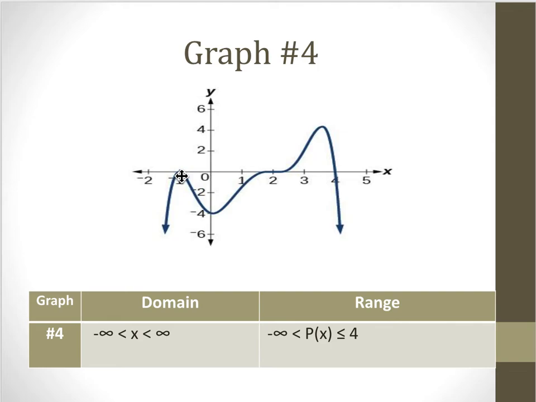I move up, I hit 0. I'm going back down to negative 4, up, I'm at 0 on the y-axis. I go up, I'm at 4 on the y-axis, and then I go back down forever. So nothing greater than 4 is possible. So we write that as p of x is greater than negative infinity, meaning it goes to negative infinity, and is less than or equal to 4, meaning it goes up to 4, it hits it, but it doesn't go any higher.